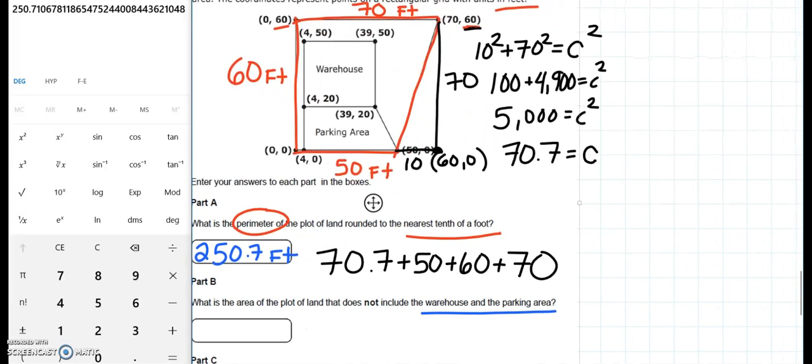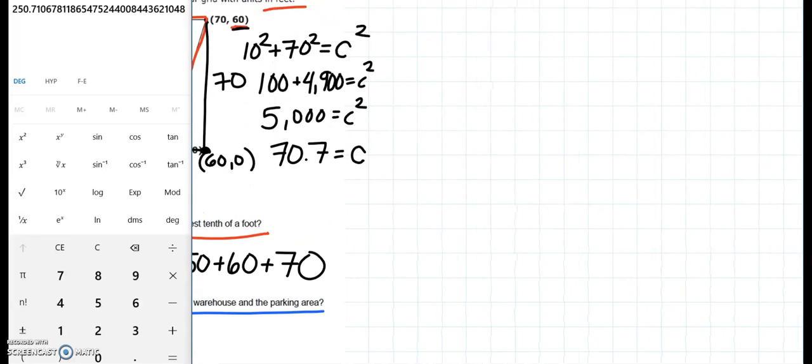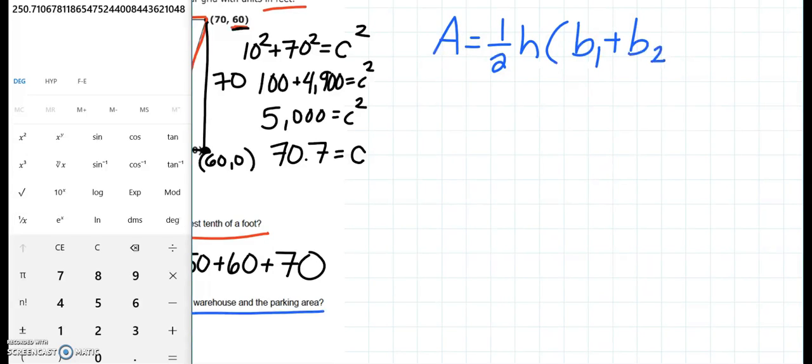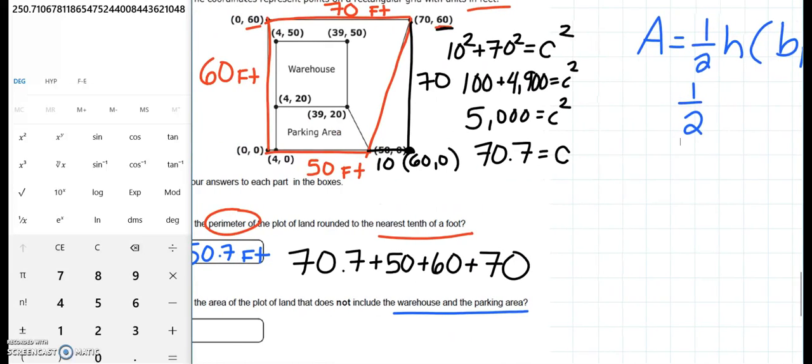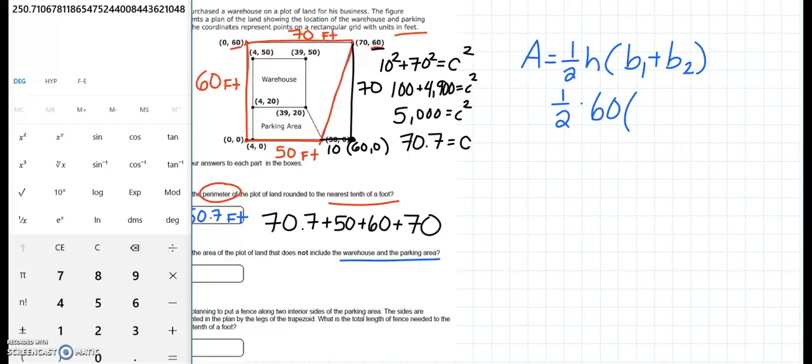If I want to find the area of the whole plot of land, I'm looking at a trapezoid. So I'm going to find the area of the trapezoid. Area formula for a trapezoid: area equals 1/2 times height times base 1 plus base 2. Now my height in this problem is my 60. That's my height. So I'm going to put in 60. Base 1 and base 2, that's the top and bottom of the plot of land, so 70 plus 50.